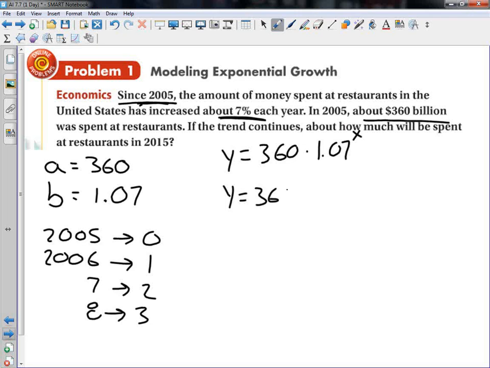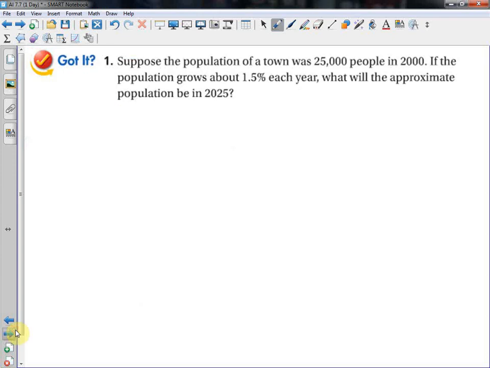y is equal to 360 times 1.07 to the 10th power, because that's years since 2005. So this tells us there's going to be about $708 billion spent in restaurants in 2015. All right, here's one for you to try. Same type of problem, only talking about population growth. All right, be sure to get your A and B values correct before solving.